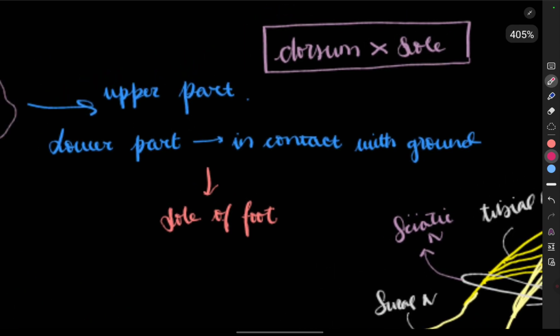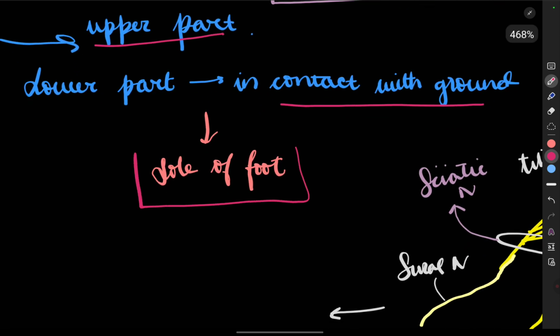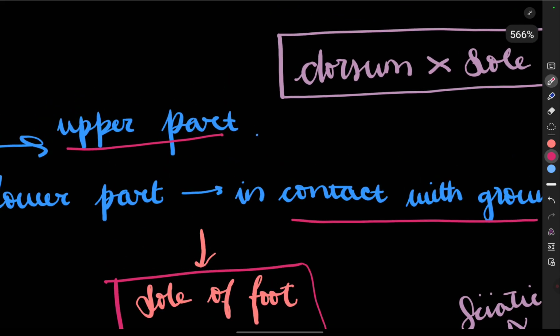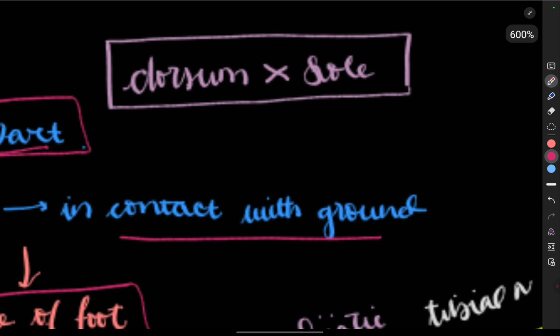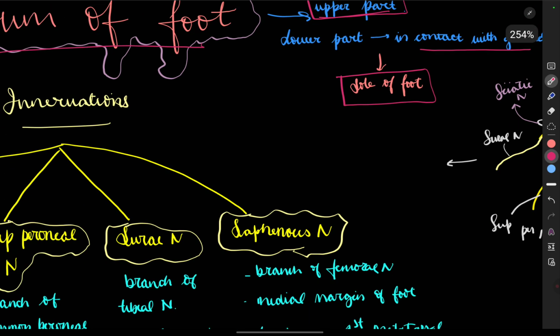What is dorsum of foot? It is the upper part of the foot. The lower part, that is in contact with the ground, is called the sole of the foot, and the upper part of the foot is called the dorsum of foot. So dorsum and sole are opposite. Dorsum is the upper and sole is the one that is in contact with the ground. So please do not get confused between this.